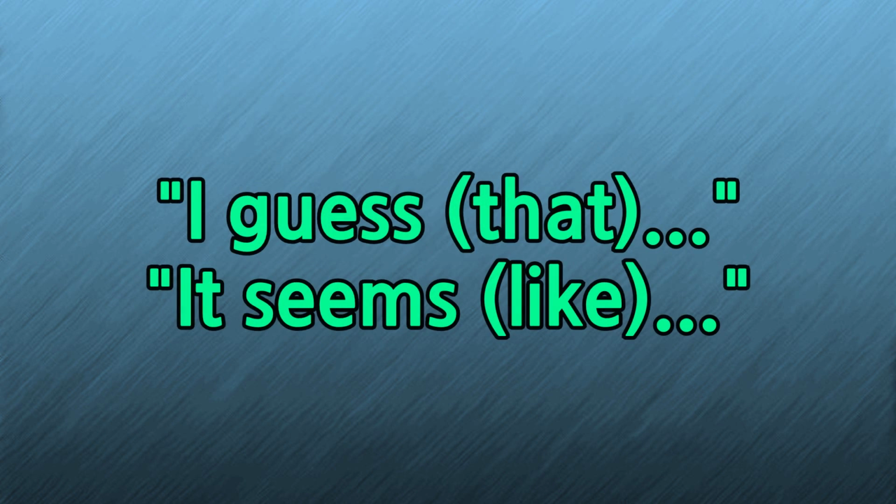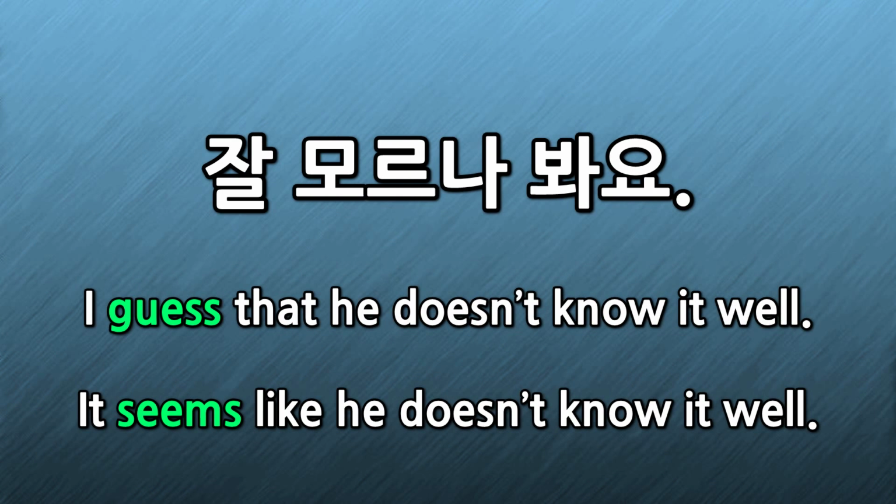So let's get started. There are two forms that we're going to need to learn, and the one that you'll use in a sentence will depend on what type of verb that you're using. First, let's take a look at an example sentence in English. 잘 모르나 봐요. I guess that he doesn't know it well. Or, it seems like he doesn't know it well. Either of these English translations are fine.